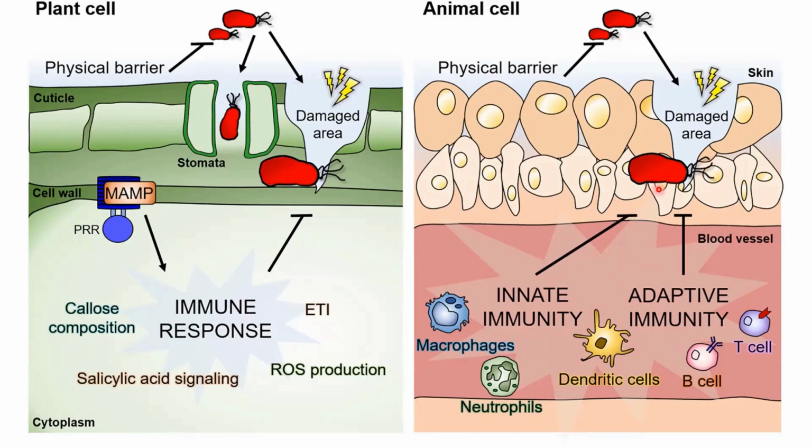That is the summary of what we have read about plant and animal immune responses up till now. This was all about chapter 12.